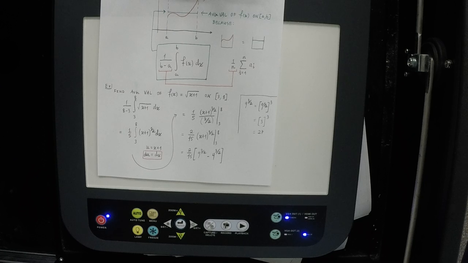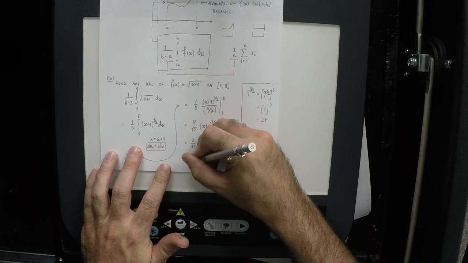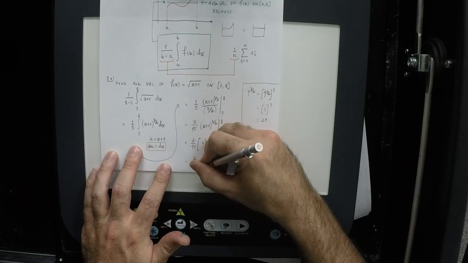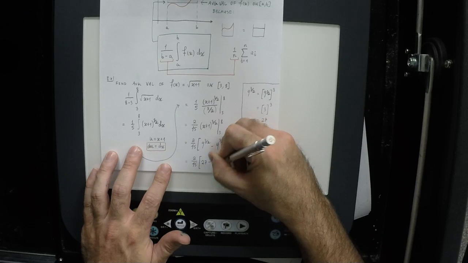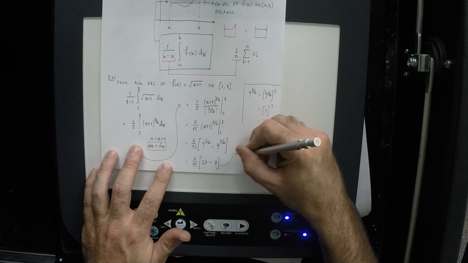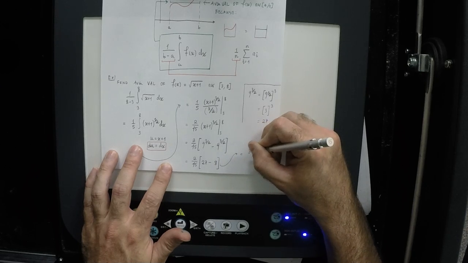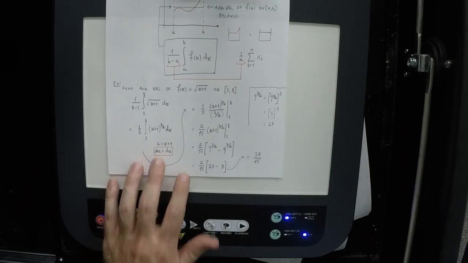Well, what's the square root of 4? 2. And then what's 2 to 5? Good. So this would be 2 over 15, and then 27 minus 8. 27 minus 8 is 19, which is a prime, so there's no cancellation. It'd be 38 over 15. Any question about this one?